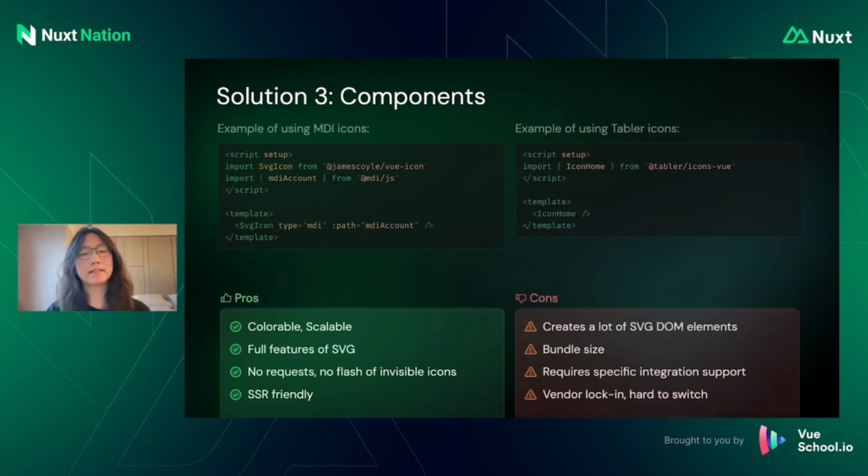However, the downside is that it creates a lot of SVG DOM elements, which can hurt performance when you have a lot of icons. It also increases the bundle size, and it requires specific integration support for each icon set and framework combination. This implies a level of vendor lock-in, making it hard to switch from one icon set to another, or frameworks as well. And to be fair, those trade-offs are usually quite good already. Many projects are using this approach today, as you don't really need to switch icon sets or frameworks very often.